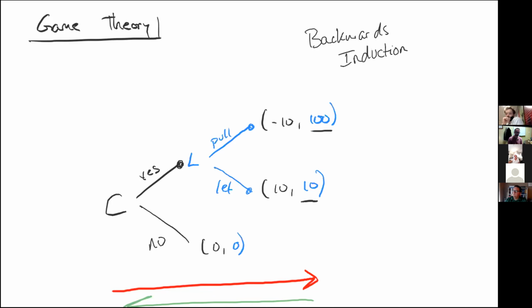Well, she's going to pick the 100, which means we can eliminate this as a potential outcome, right? So what I'm saying is we know that if Charlie Brown says yes, Lucy will pull the ball away. Does that kind of make sense?